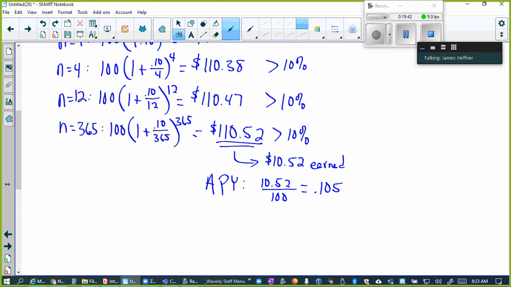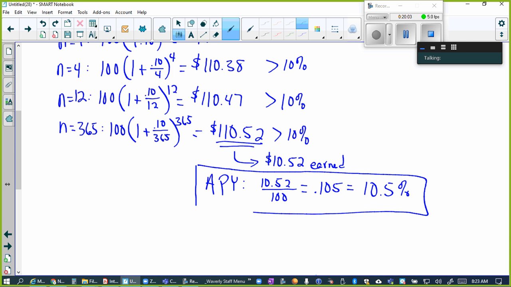.105. What is that point as a percent? That is how much the percentage is. So wasn't that effectively 10.5%? You guys follow me? So effectively, we're getting a 10.5% return on our money, even though the stated rate was only 10%.